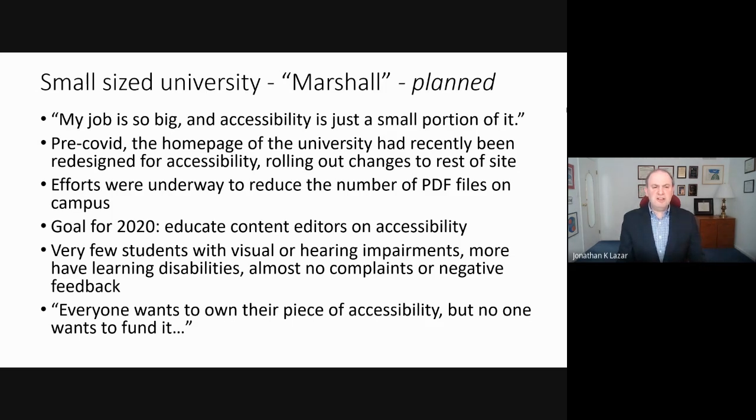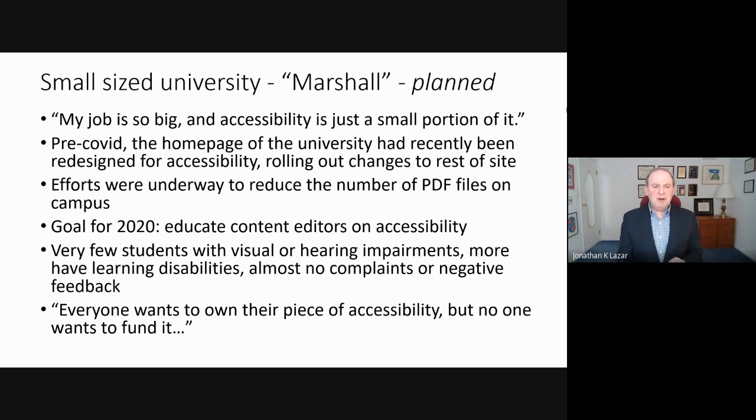Now, Marshall noted that at his university, very few students with visual or hearing impairments were there. They had a few more who have learning disabilities, but that they get almost no feedback and no complaints, right? He said throughout the year, they get no complaints. They don't get feedback from students, faculty. They don't hear anything.